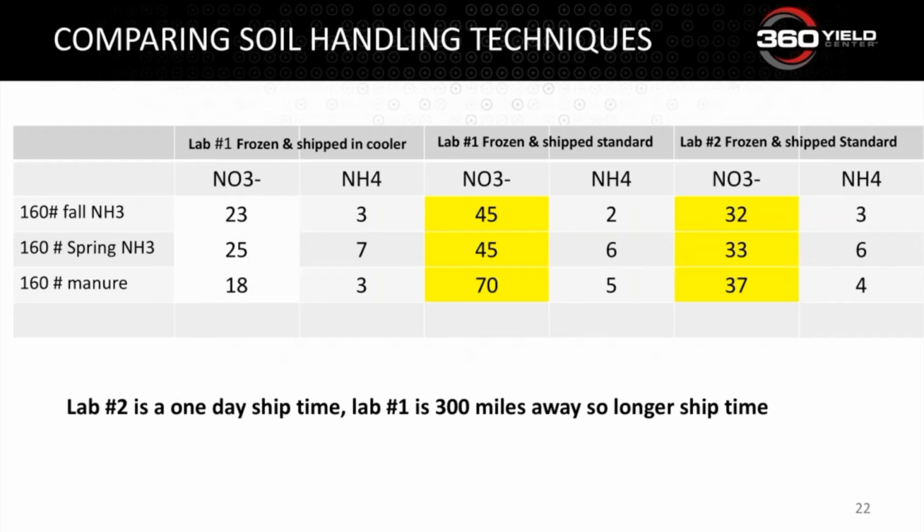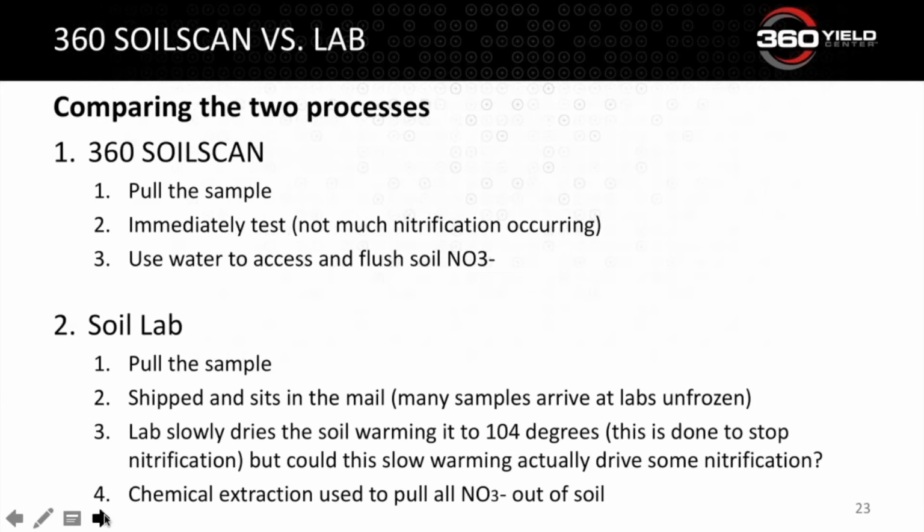Imagine if we just pulled the samples, put them in a bag, put them in the mail, and shipped them that way. So again, as we think about comparing a SOILSCAN to a lab, here's what you do with SOILSCAN. You go to the field, you pull the sample, and you immediately, hopefully within a few hours, you're testing that sample, right? So in theory, if we test it pretty quickly, there's not a lot of the conversion of that ammonium nitrogen over to nitrate nitrogen. And keep in mind, we are using water to access and flush the soil of those nitrates. So that's the process you use with the SOILSCAN.